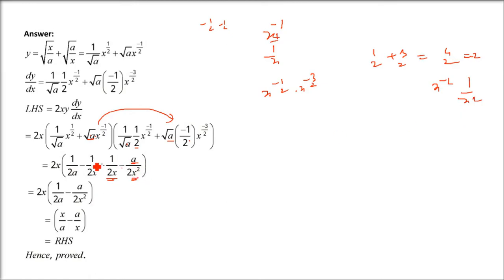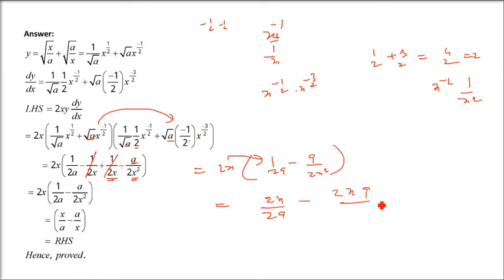This whole is clear. This does cancel. Minus 1 by 2x, 1 by 2x cancel. So you have 2x outside. You have 1 by 2a minus a by 2x squared. Now multiply 2x inside. 2x by 2a minus 2xa by 2x squared. Here 2 gets cancelled, you get x by a. Here 2x gets cancelled. You have a by x. So x by a minus a by x is the final answer, right hand side.